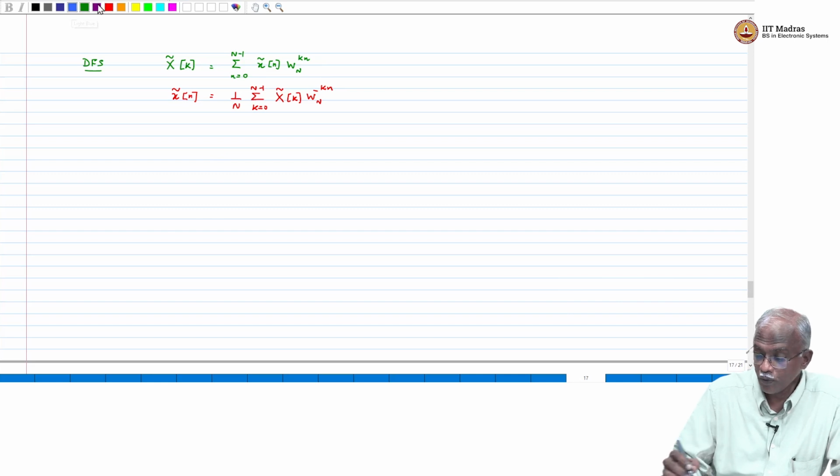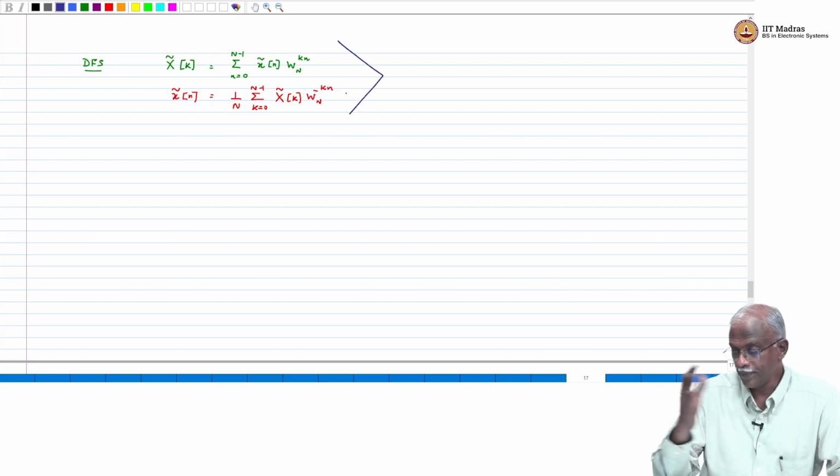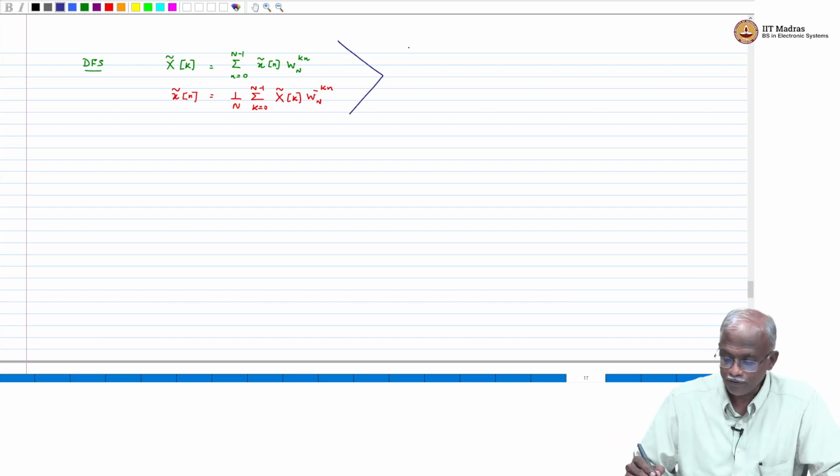Now, the corresponding DFT relationships. Very, very important. We have derived it from here. The corresponding DFT equation, we say that here is the analysis equation of the DFT.